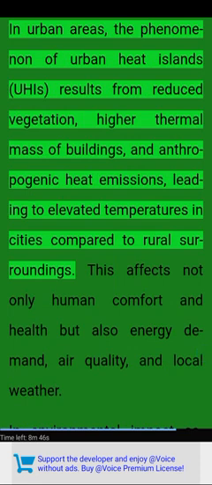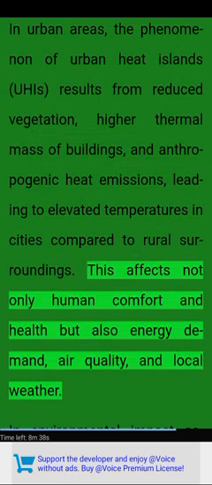In urban areas, the phenomenon of urban heat islands (UHIs) results from reduced vegetation, higher thermal mass of buildings, and anthropogenic heat emissions, leading to elevated temperatures in cities compared to rural surroundings. This affects not only human comfort and health but also energy demand, air quality, and local weather.